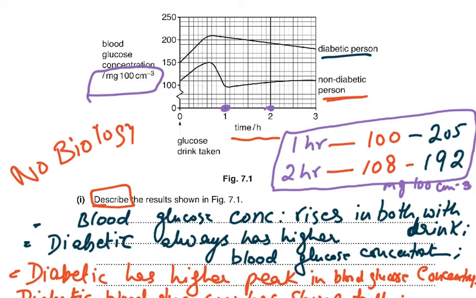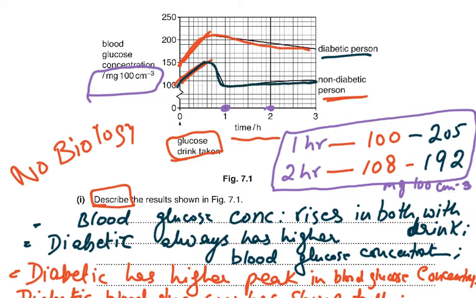If you look at the answer, describe is something every student should get full marks in, because there's no biology. Even if you haven't read this chapter, you can do this part of the question. So, describe the results: first, blood glucose concentration rises in both. As soon as they've taken the glucose drink at zero, both of them rise. So you have to look at the common factors. Then the diabetic always has a higher blood glucose throughout this experiment, while the non-diabetic has a lower blood glucose.